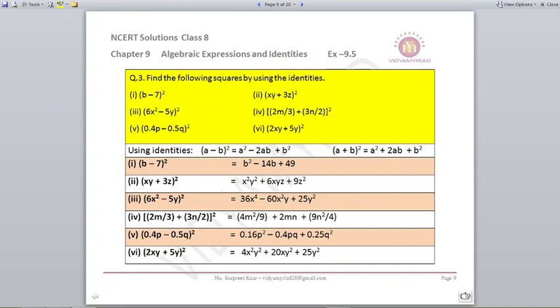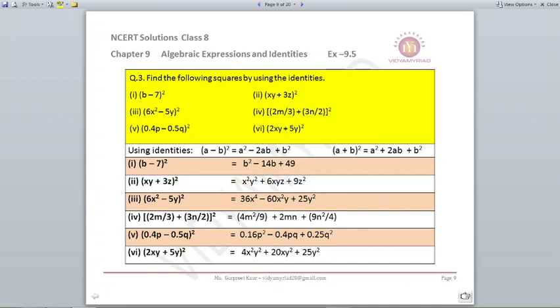Next, 6x square minus 5y the whole square. So a minus b the whole square, I can write it as 6x square the whole square minus 2 into 6x square into 5y plus 5y the whole square. You will get answer as 36x raised to power 4 minus 60x square y plus 25y square.